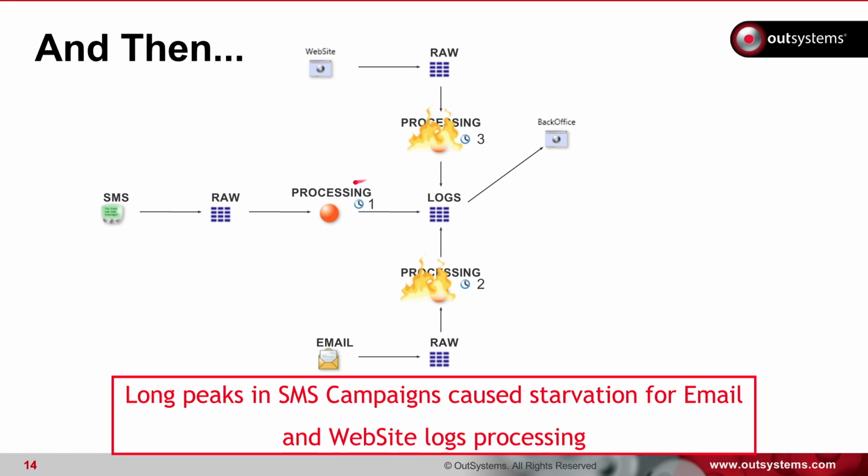And the problem is that because the SMS is the slowest of these three, it was very common, whenever there was an SMS campaign, that this would run for days or weeks, and these two would never begin. And actually this is very bad. Say a customer pays for an SMS campaign to be sent immediately, and it starts to be sent. Another customer pays for an email campaign, and unfortunately his campaign takes weeks to begin because there's lots of SMSs being processed. So long peaks on SMS campaigns cause starvation for email and website logs processing.